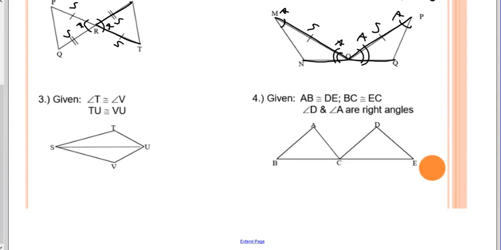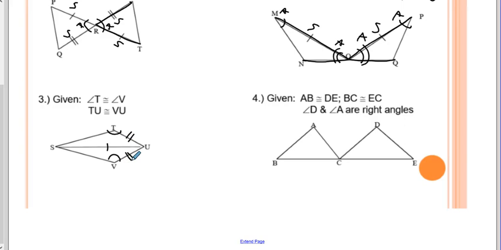All right. We have nothing on the picture. But we know anytime we see one of those middle lines, we can always immediately mark it. So we mark SU equal to itself, as we've been doing for a while. Now it tells us angle T, right here, is congruent to V right here, so we mark it. We also know that TU, with these 2 marks, is congruent to VU.